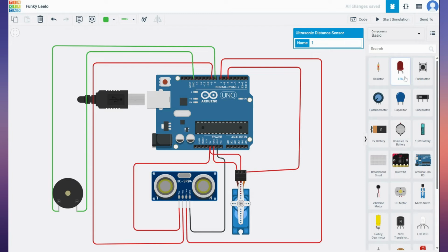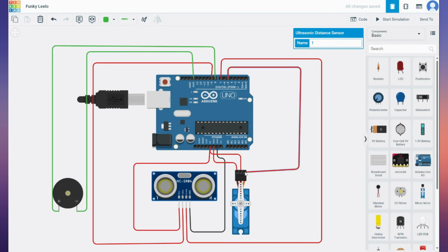Now let's learn about the connection. We have an Arduino board, an ultrasonic distance sensor, a buzzer, and a servo motor. In the ultrasonic distance sensor, the GND pin will be connected with GND. The trig and echo pin will be connected at any one of the digital pin numbers, and the VCC pin will be connected at 5 voltage.